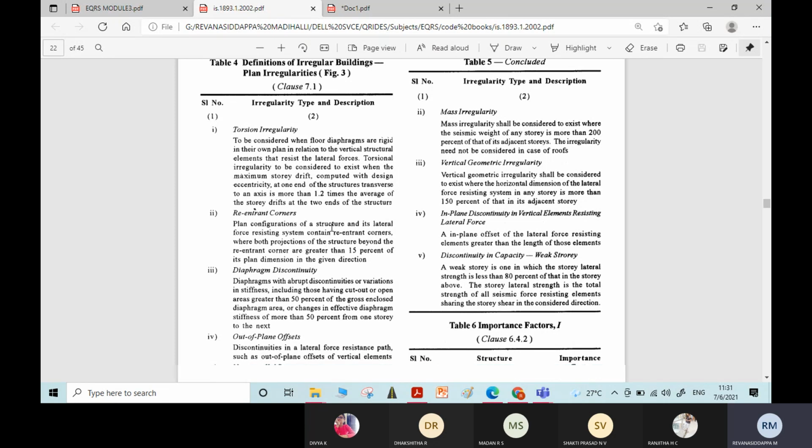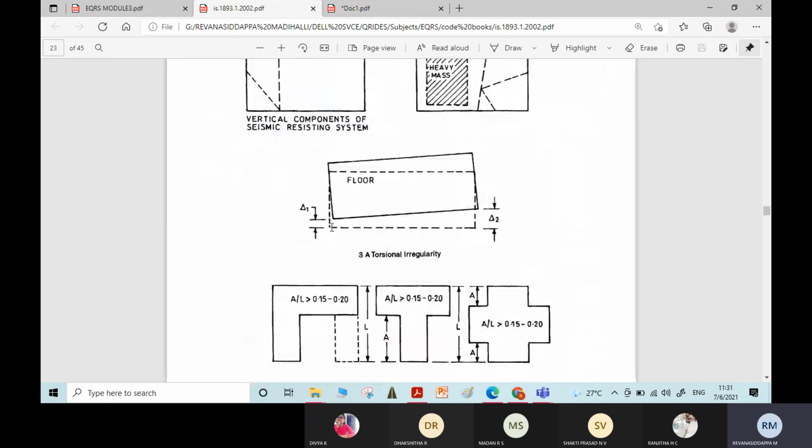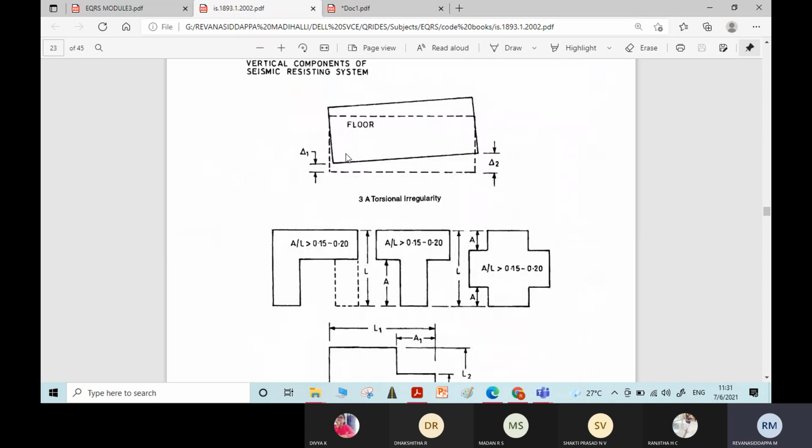Let me go to the figure so that you can understand in a better way. Here there is an example for torsional irregularity. Due to the torsion which is induced into the structure, you can observe there are some deflections at both the corners of the building. At corner 1, delta 1 is the deflection, and at corner 2, delta 2 is the deflection.